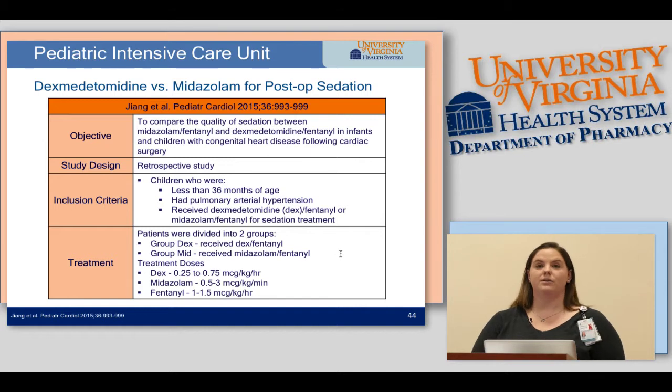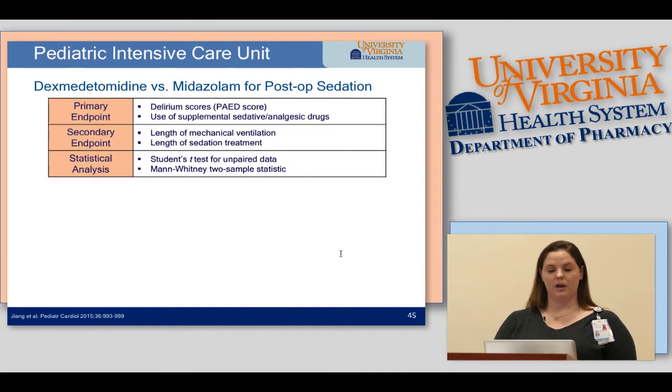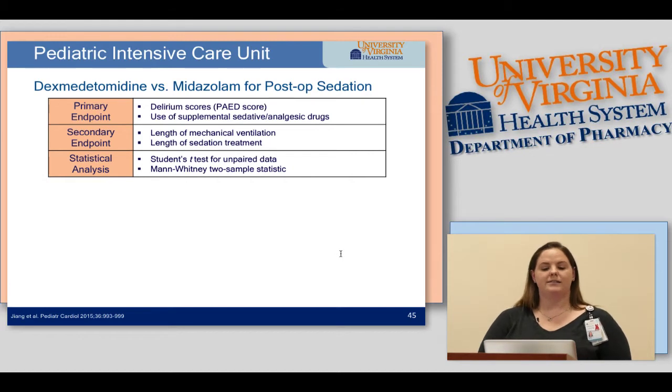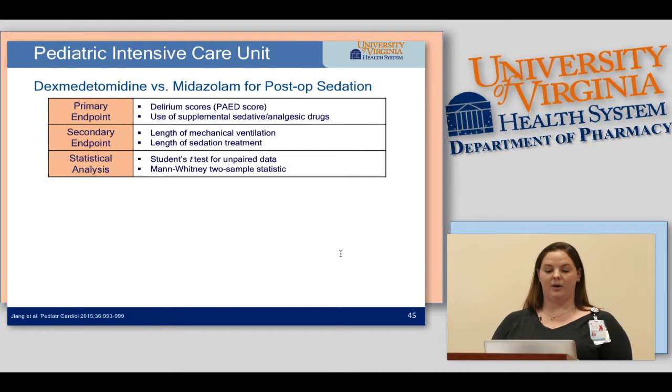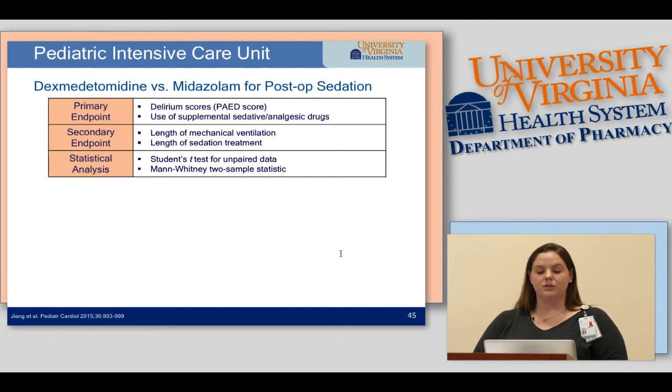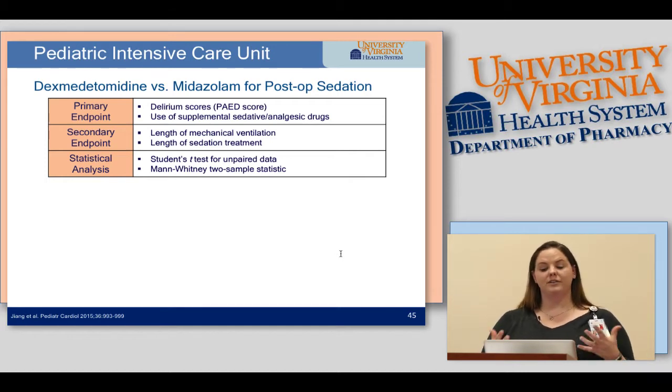So they either received dexmedetomidine and fentanyl, or they received midazolam and fentanyl. And I've listed the treatment doses up there for you. So the primary endpoint that they were looking at in the study was delirium scores, and that was using a PAED score, which is the Pediatric Anesthesia Emergence Delirium Score. And the way this is broken down is there's several different criteria, and the patients are scored based on how they respond. So one example is child makes eye contact with caregiver, child's actions are purposeful, child is aware of his or her surroundings. And a score greater than or equal to 10 is considered emergence delirium.